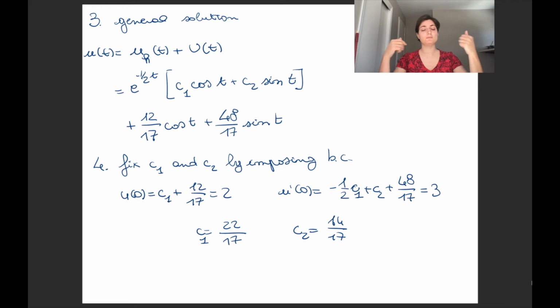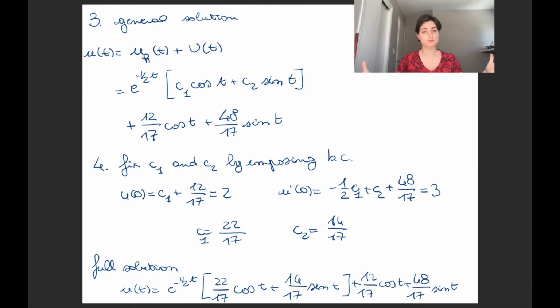So we have again two linear equations in two variables, C1 and C2. So we can solve for the two variables, and we only have one solution. So we have C1 being 22/17 and C2 being 14/17. So we have a full solution. We have the homogeneous part, in which now we have fixed the constants C1 and C2, and we have the particular solution in sine and cosine.